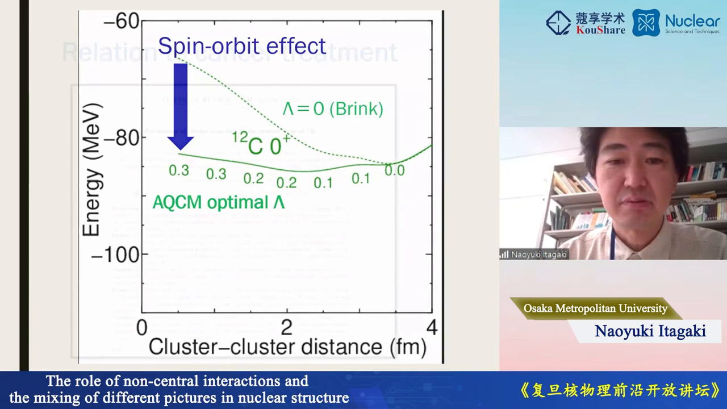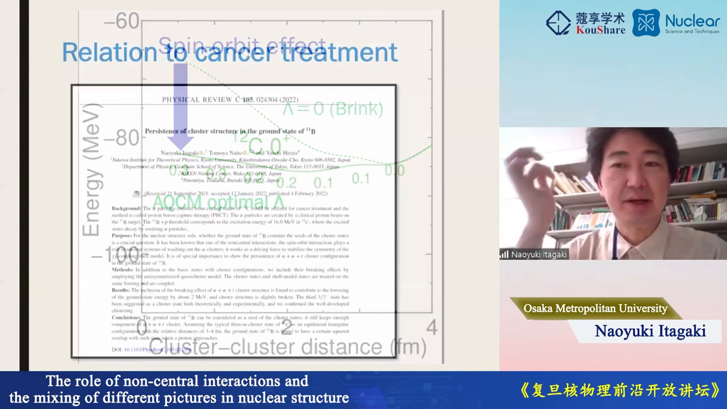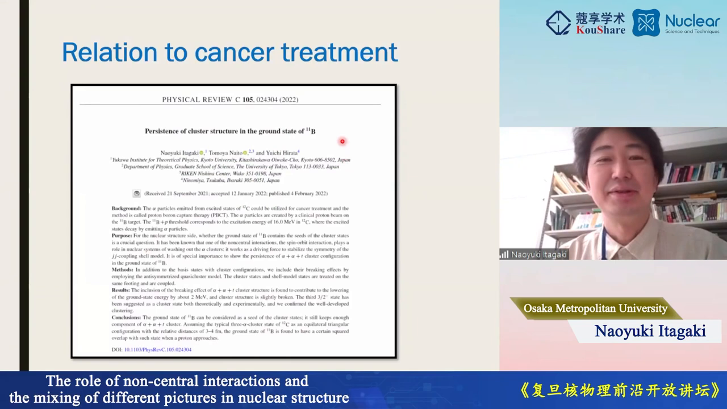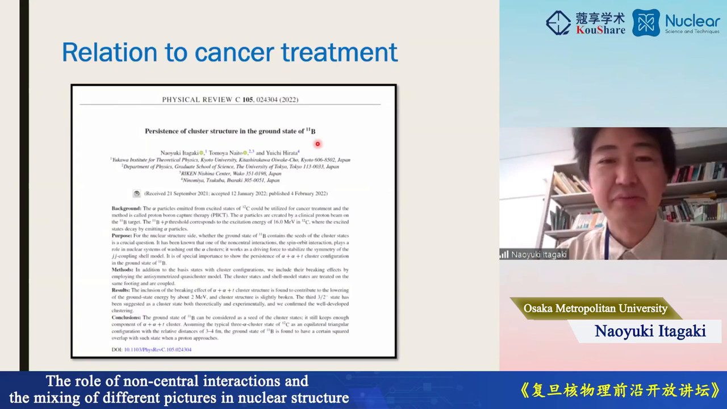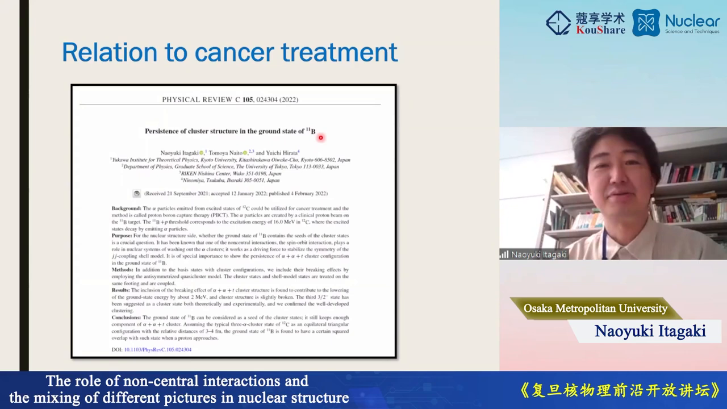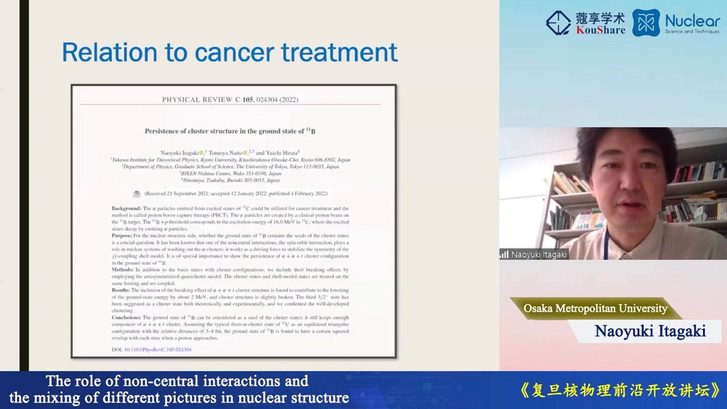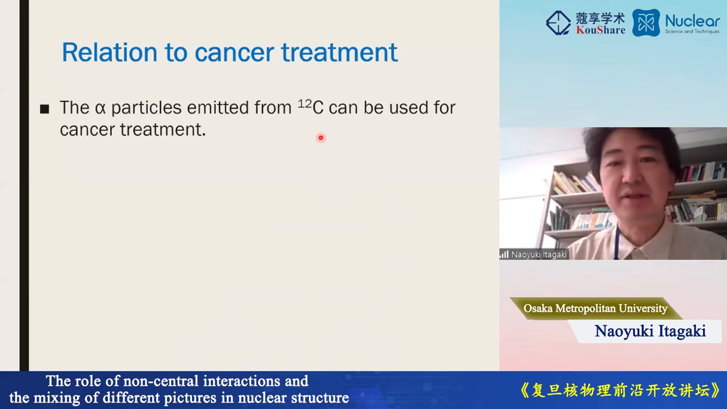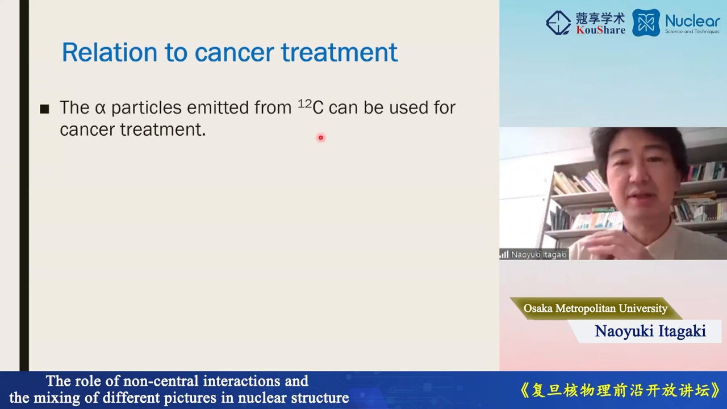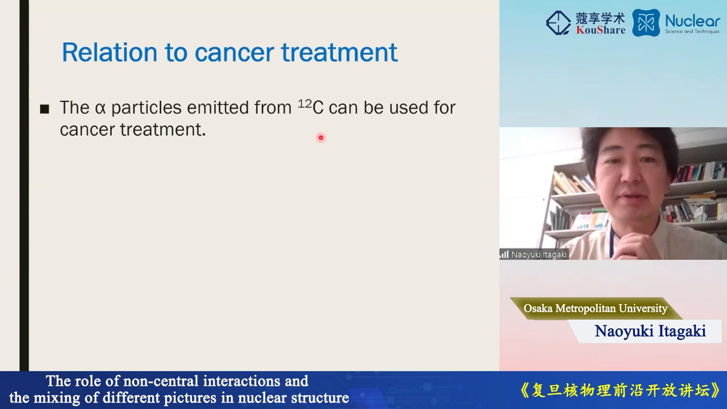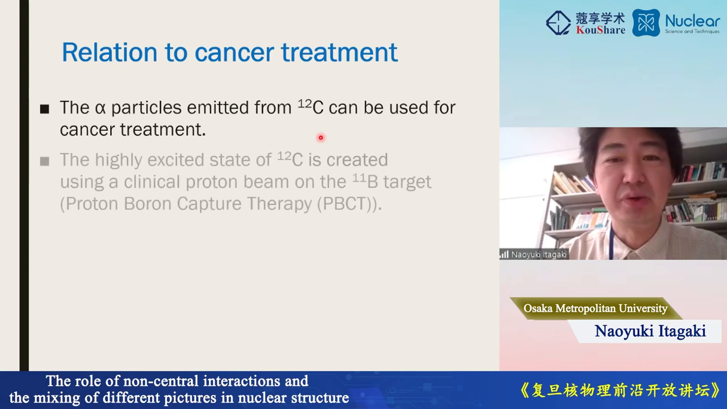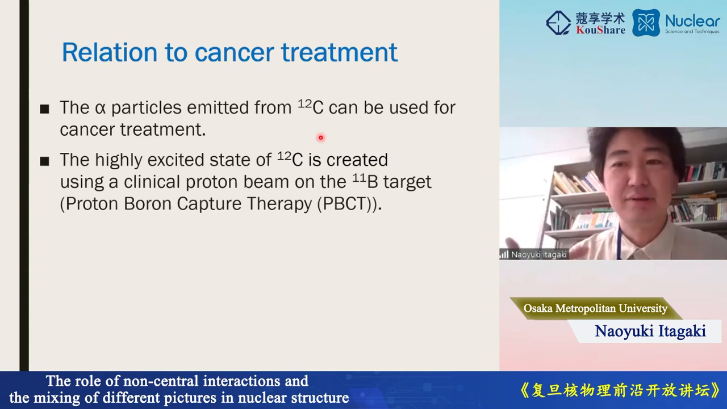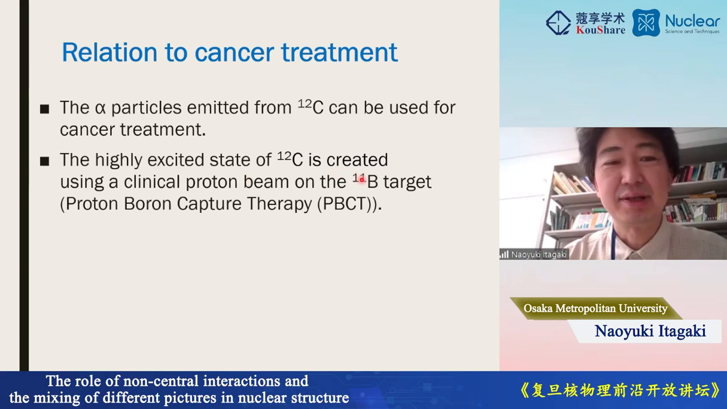Okay, the next example is somehow related to cancer treatment. This is for boron 11. This year we published one article on boron 11, and why this is related to cancer treatment, I'd like to explain. The alpha particles emitted from the very highly excited state of carbon 12, much above the Hoyle state, something like 20 MeV excitation, can be used for cancer treatment. And how is this state created? We use boron 11. Boron 11 is injected into the body close to the cancer cell, and a proton beam is bombarded on the boron target. This is called proton boron capture therapy.